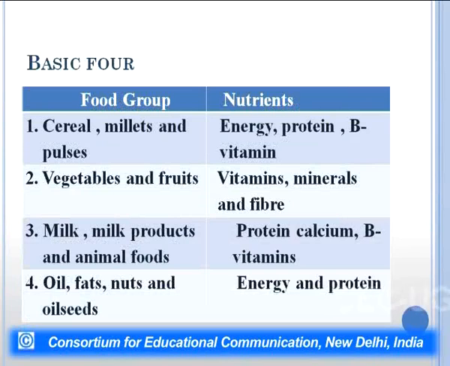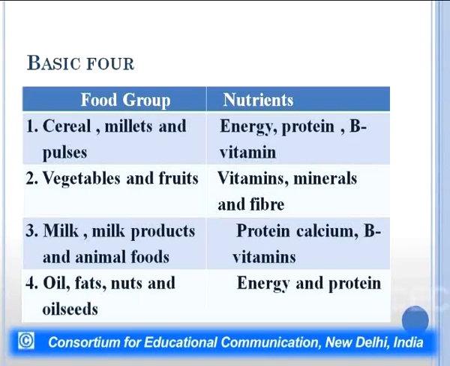Next is basic 4. The basic 3 is divided into another group, and from cereal, oils and fats, oil and fats were removed and made another category. So, basic 4 food groups include cereal, millets and pulses, which provide energy, protein because pulses provide protein, then B complex vitamins. The covering of the pulses and cereals includes B vitamins, vitamin B complex you can say.